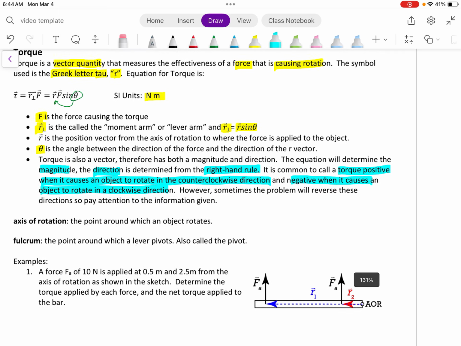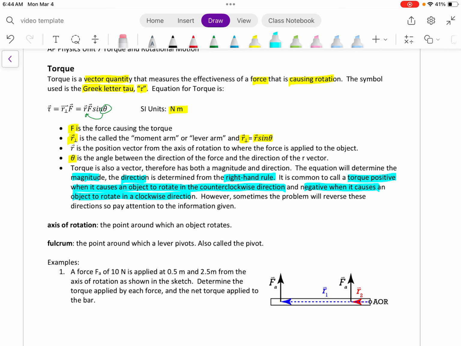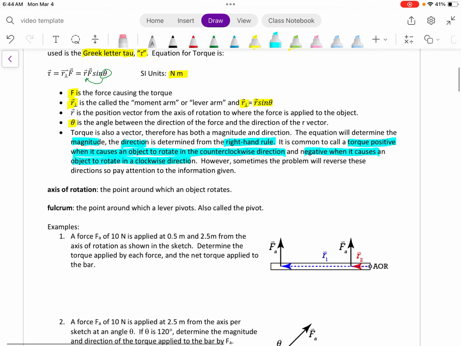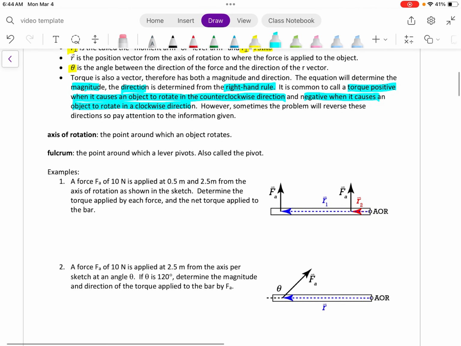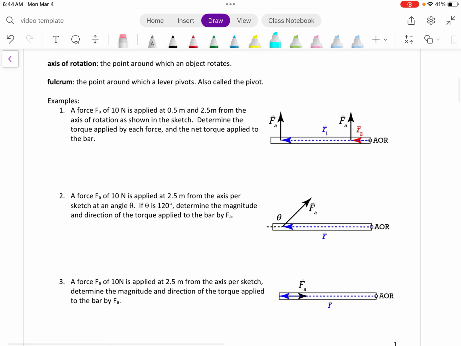However, sometimes the problem will reverse those in AP, for example. So pay attention to the information. Just like an axis can be positive to the right, it could also be negative to the right depending on the problem. So we get to choose that. But common notation is positive counterclockwise, negative clockwise. The axis of rotation I've already stated once, and that is the point at which the object rotates. The fulcrum is a pivot point.